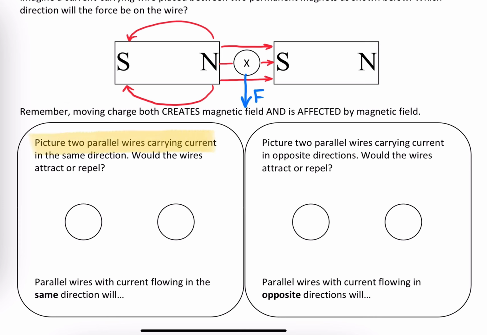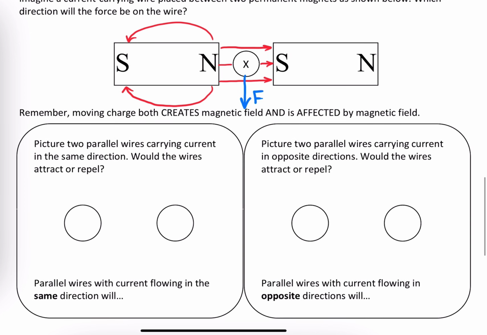Picture two parallel wires carrying current in the same direction. Would the wires attract or repel? So let's tackle this. It just said these wires are going to carry current in the same direction. Doesn't matter whether it's into or out of the page. Let's go with into the page. Just pick that randomly. So this wire is carrying current into the page. And I'm going to use a different color for the other wire. This wire is carrying current into the page.